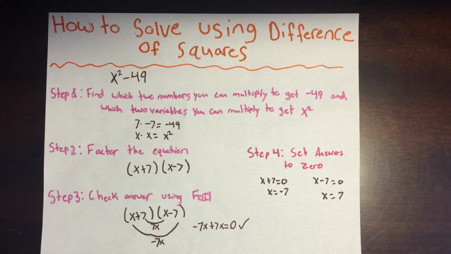Then you'll check your answer by using the FOIL method, and you'll do 7 times x is 7x, and x times negative 7, which is negative 7x. And you'll get negative 7x plus 7x equals 0, so that's correct. And then last, you'll set your answers to 0 to find the values of your x. So it'll be x plus 7 equals 0 and x minus 7 equals 0. So your x values should be negative 7 and 7.